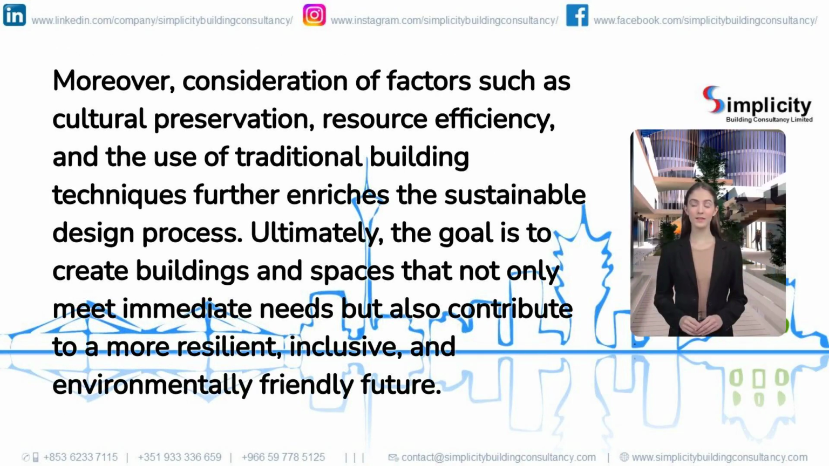Moreover, consideration of factors such as cultural preservation, resource efficiency, and the use of traditional building techniques further enriches the sustainable design process. Ultimately, the goal is to create buildings and spaces that not only meet immediate needs but also contribute to a more resilient, inclusive, and environmentally friendly future.